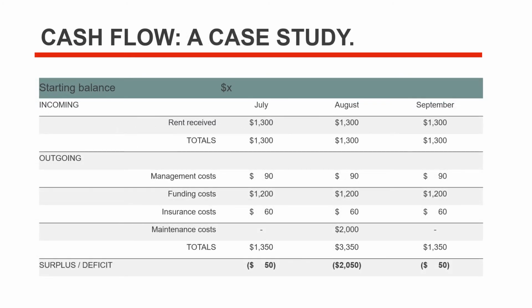Let's have a look at an example of a month-by-month cash flow. So let's say this property is receiving $300 a week in rent, which is cash in of approximately $1,300 a month. Cash out is most likely to be things like management costs, let's say roughly $90 a month, loan repayments of $1,200 a month, and insurance of $60 a month, meaning that each month the cash flow from the property is in deficit by $50 and will need to be supported from other resources. Then, in this example, in August, there is some maintenance due on the property, which will need to be provided for from other resources as well.